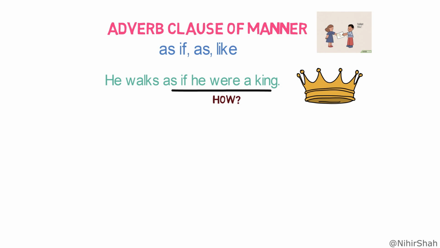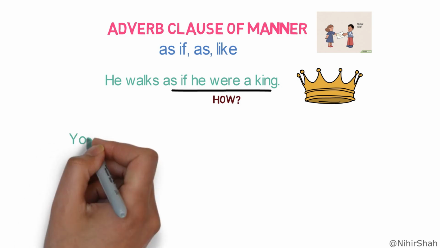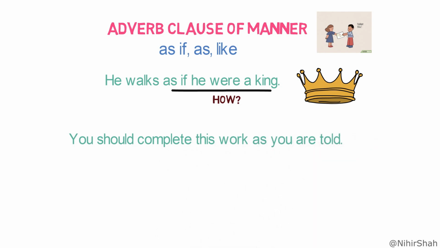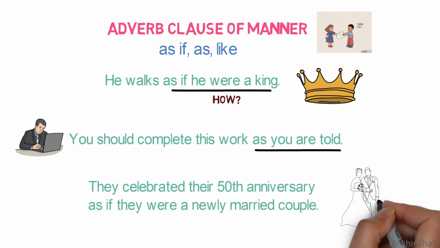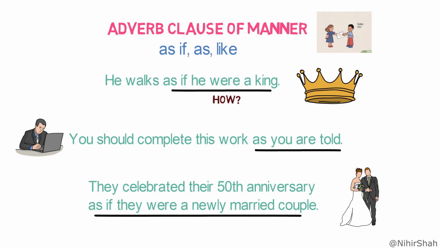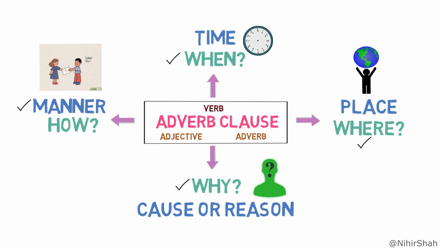Some more examples of adverb clause of manner are: you should complete this work as you are told. Here, as you are told is an adverb clause of manner. They celebrated their 50th anniversary as if they were a newly married couple. Here, as if they were a newly married couple is an adverb clause of manner. So, we looked into 4 types of adverb clause based on their usage in the sentence. There are total 9 types of adverb clause. In the upcoming video, I will discuss all of them.